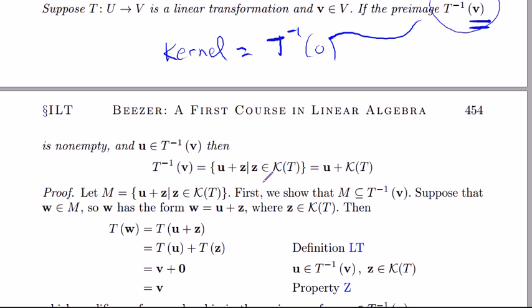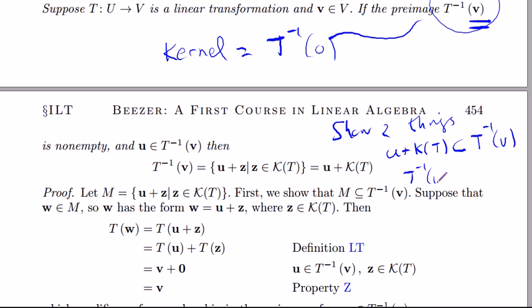All right, so let me repeat that. You want to show two things. First of all, you want to show that U plus K of T is a subset of T inverse of V. And then you want to show that T inverse of V is a subset of U plus K of T. Now, V is what's given. U is one particular element of T inverse of V. All right, so first let's start with the first one.